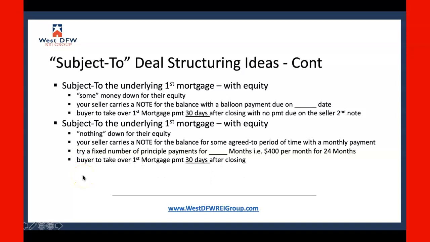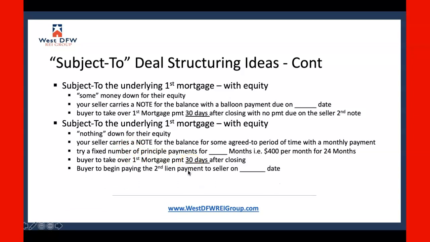Borrower to take over first mortgage payment 30 days after closing. Pretty standard. Now, another scenario that I did not put in here, but you could easily change this 30 days, especially on a low equity deal. Change it to 60 days, change it to 90 days. Again, it's another payment scenario that you could work into your offers based on what you hear from the seller.